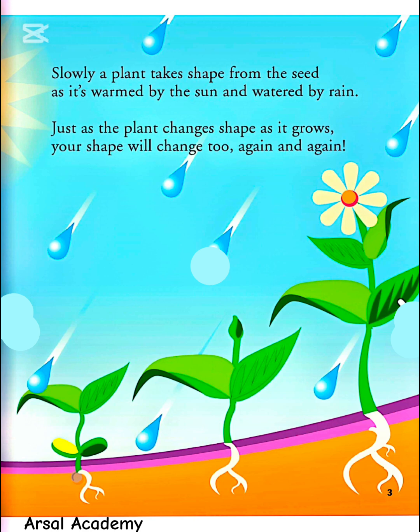Slowly a plant takes shape from the seed as it's warmed by the sun and watered by rain. Just as a plant changes shape as it grows, your shape will change too, again and again.